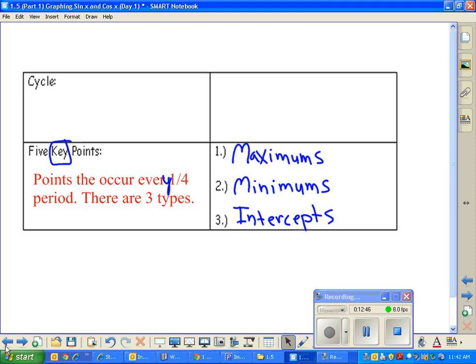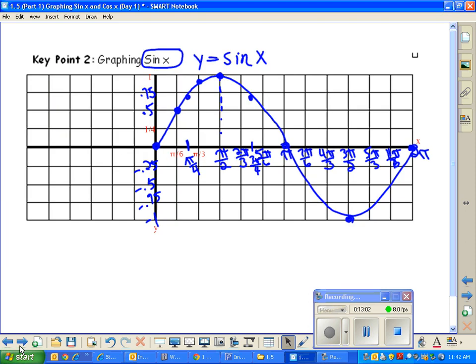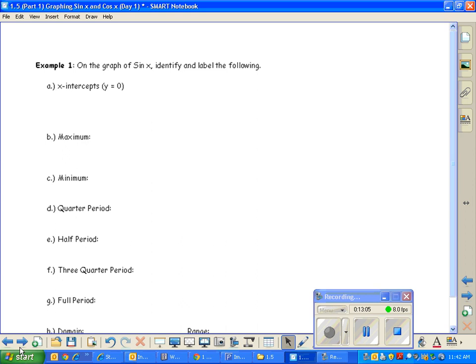There are 3 types. The next couple of examples have you looking at the graphs that you just made, and you're picking out the key points. So these key points, again, are any maxes, mins, in other words, peaks or valleys in the graph, and then intercepts. So let's take a look at our key points now for sine and cosine.